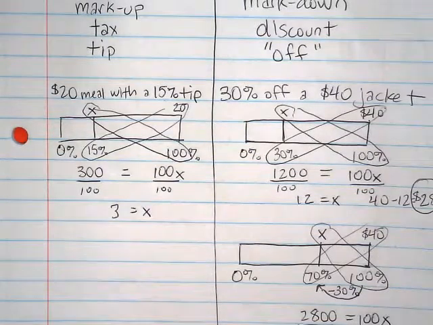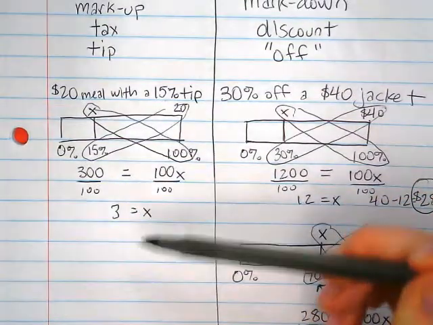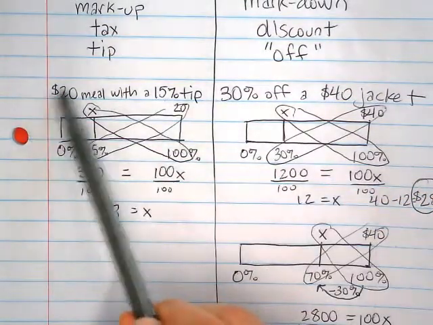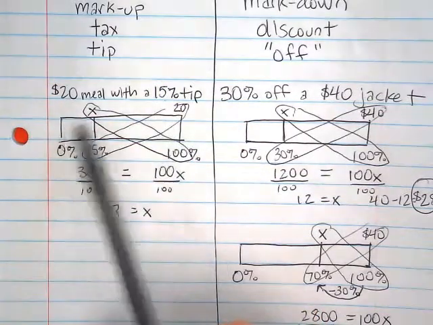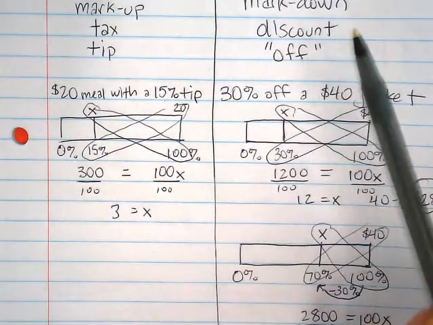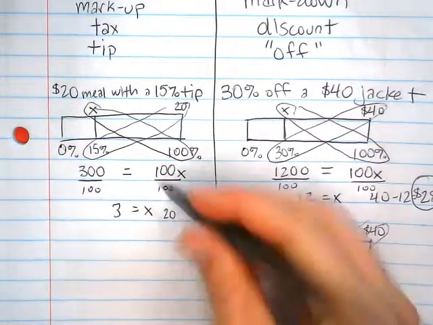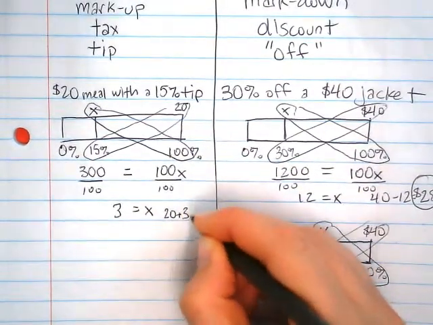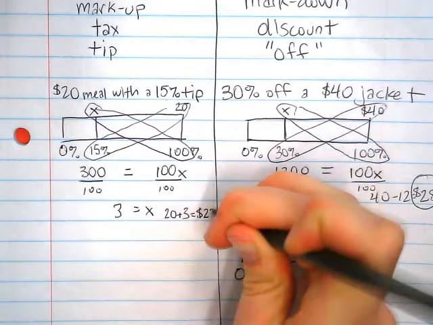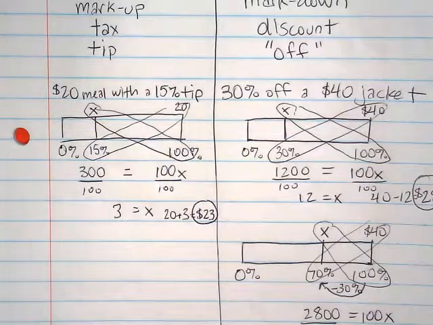But in this case, I know that I'm not just going to spend $3 on this meal. That wouldn't make any sense. I do know the meal was $20 and my tip was 15%. So that tells me my 15%, that $3, is actually my tip. So to solve the problem, I need to add the original cost of the meal plus the tip, which will equal $23 total. So I tipped $3, but my whole meal didn't cost $3. My whole meal cost $23.